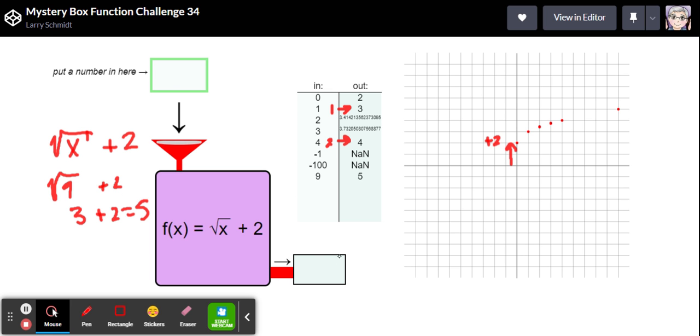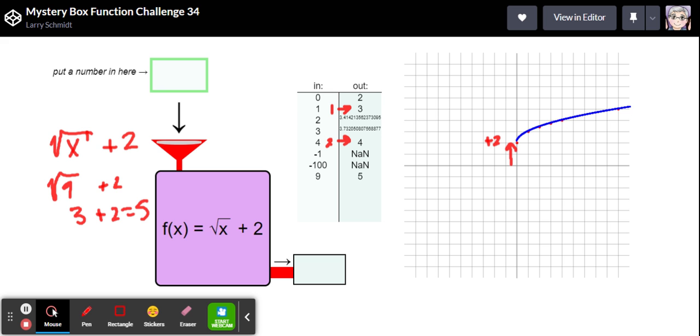I think we've got it, so I'm going to reveal. And yes, this is the square root of x plus 2. And let's go ahead and graph that. I like the way this graph looks. Yeah, and there's that kind of curve that is a little bit steep for a while and then gets kind of gentler as it goes on and outward forever.